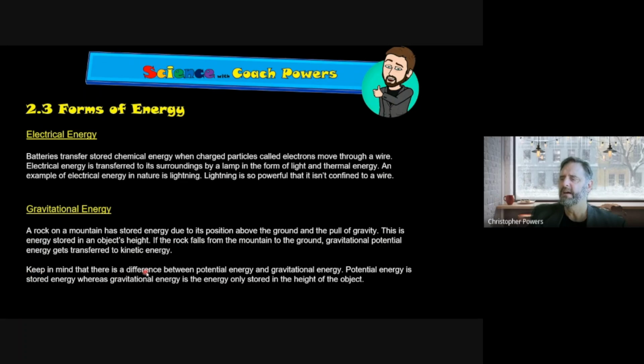Now, keep in mind that there is a difference between potential energy and gravitational energy. Potential energy is stored energy, whereas gravitational energy is the energy only stored in the height of the object. So for gravitational energy, the height of the object comes into play.